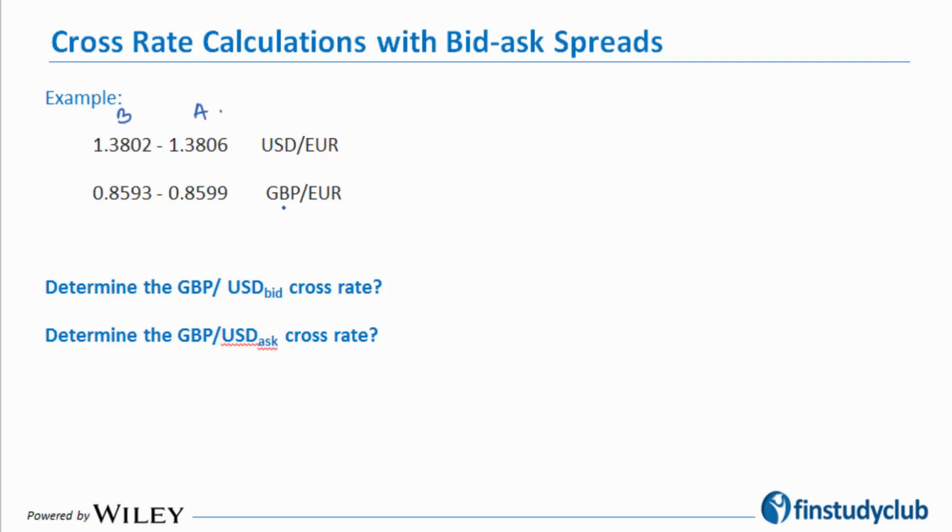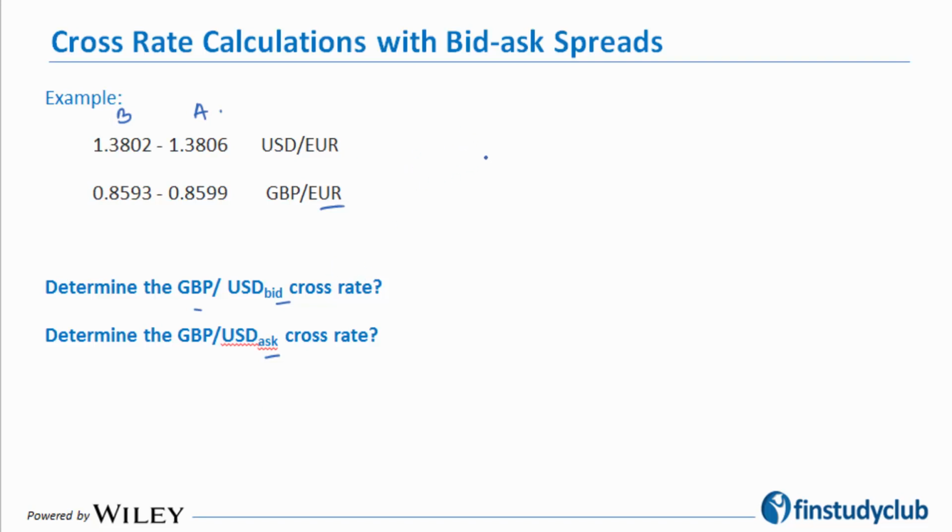As far as the GBP euro is concerned, in case you sell a euro, you're going to get 0.8593 GBP, and if you were to buy euro, you need to give 0.8599 GBP. So let's look at the question. Determine the GBP USD bid cross rate. So we need to get the GBP USD rate, both bid as well as the ask. So let's have them in place.